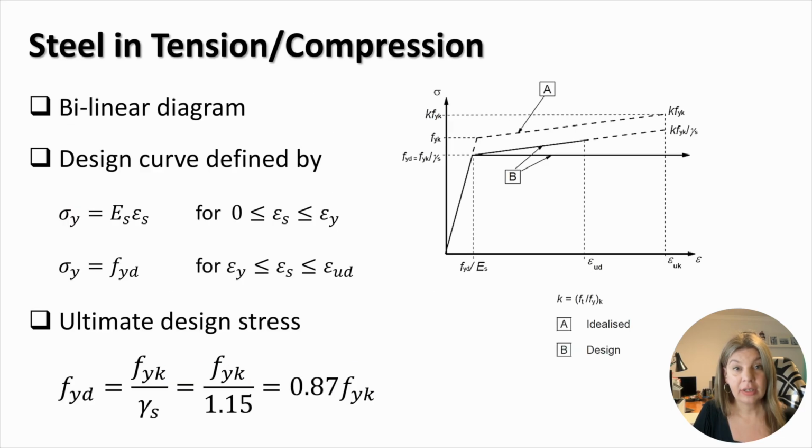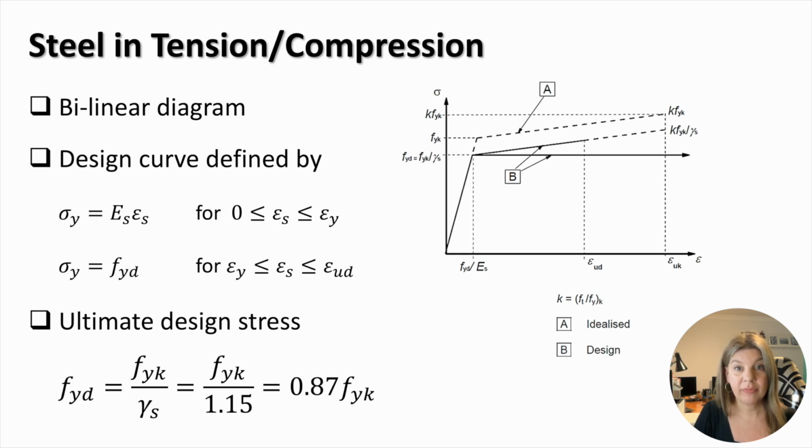Now let us consider steel reinforcement. The material response of steel to tension and compression loading is described in design by a bilinear diagram as shown on the right. The design curve is divided into two parts by the yielding point, at which the design yielding strain epsilon y and the design yielding strength Fyd are reached. The inclination of the first part of the curve is defined by the modulus of elasticity, Es.